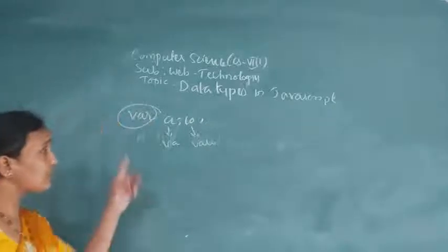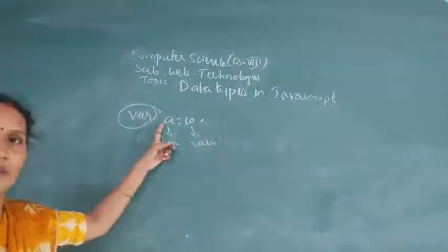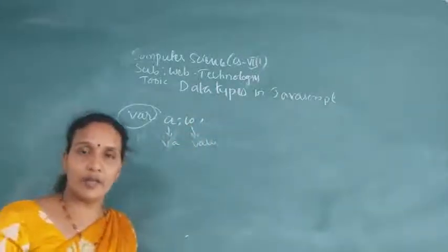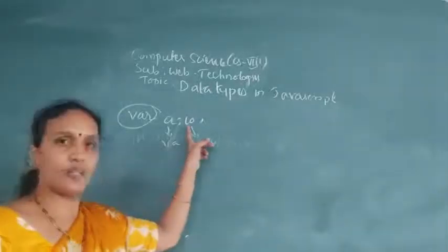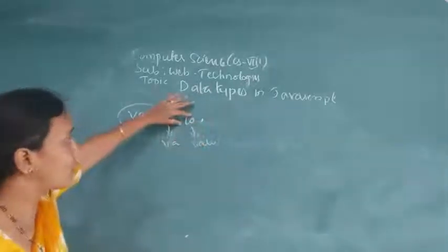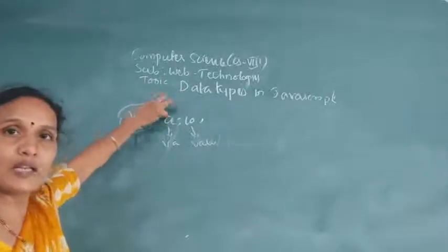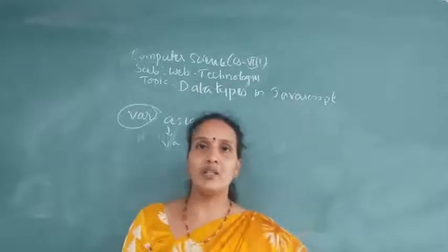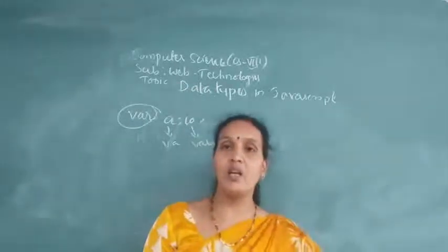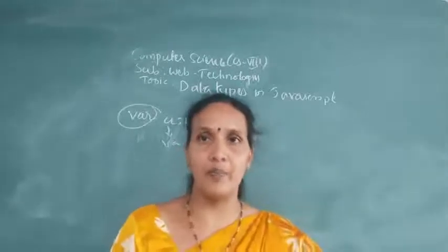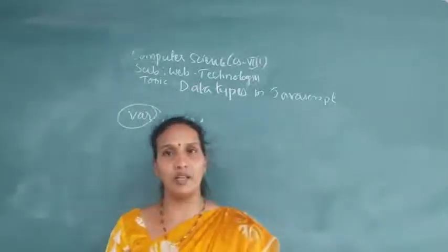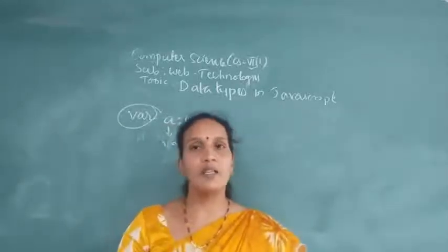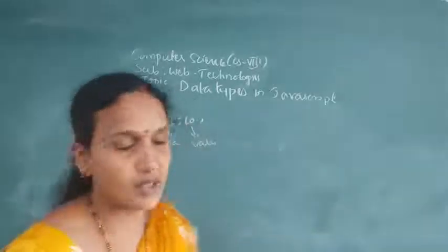So in this example, I have declared one variable. What is the name of the variable? A. And what is the value in that variable? 10. Here I have not given any data type, but JavaScript will give the data type as an integer. Why? Because based on whatever value you are storing, JavaScript will give a data type to that variable. So this is our topic now: what type of values you can store in a JavaScript variable, and what types of values JavaScript will accept, that we'll discuss now.